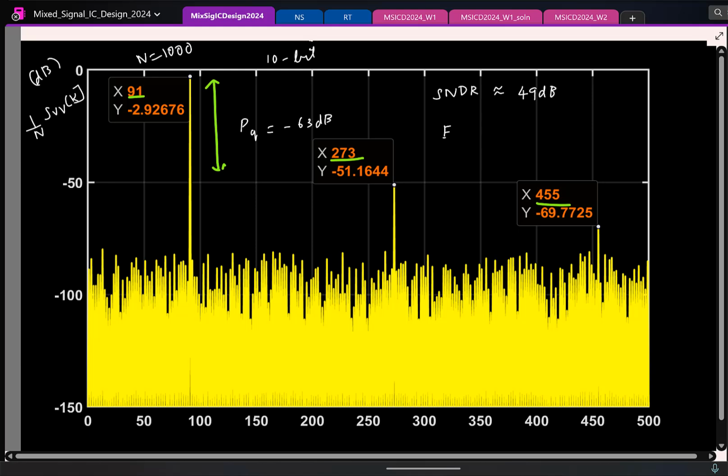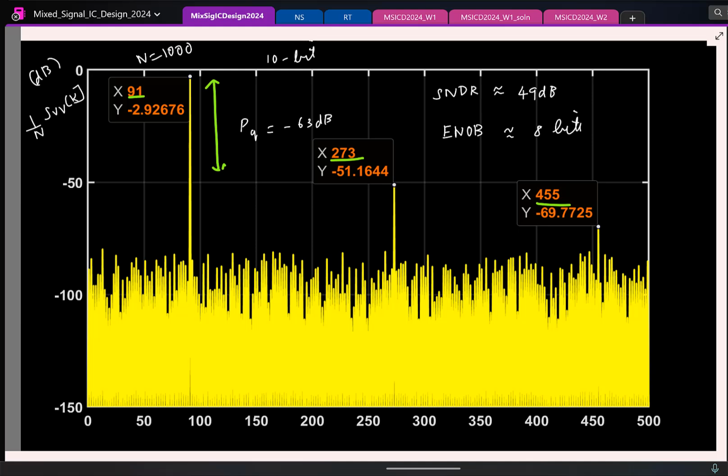So what is the ENOB now? Around 8 bits. Okay? This clear? I mean, you should be able to make reasonable approximations in practice.